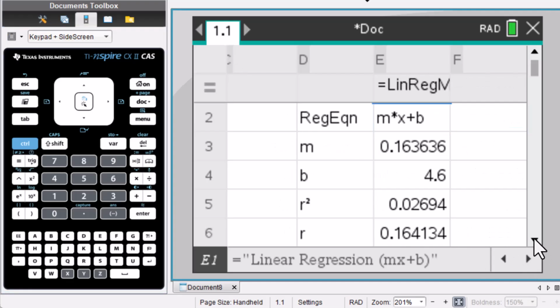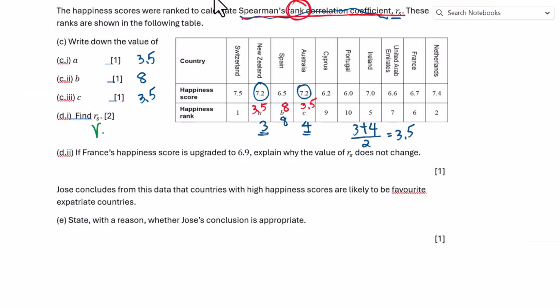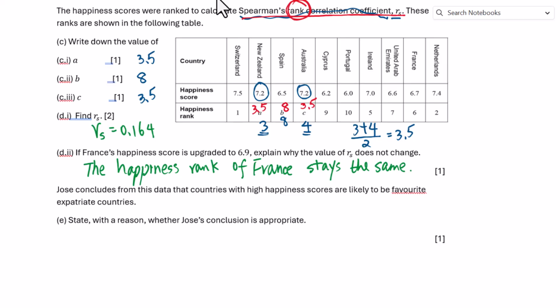We got this r equals 0.164. r sub s equals 0.164. D2. If France's happiness score is upgraded to 6.9, explain why the value of r sub s doesn't change. Because the happiness rank of France stays the same, even if its happiness score is upgraded to 6.9.